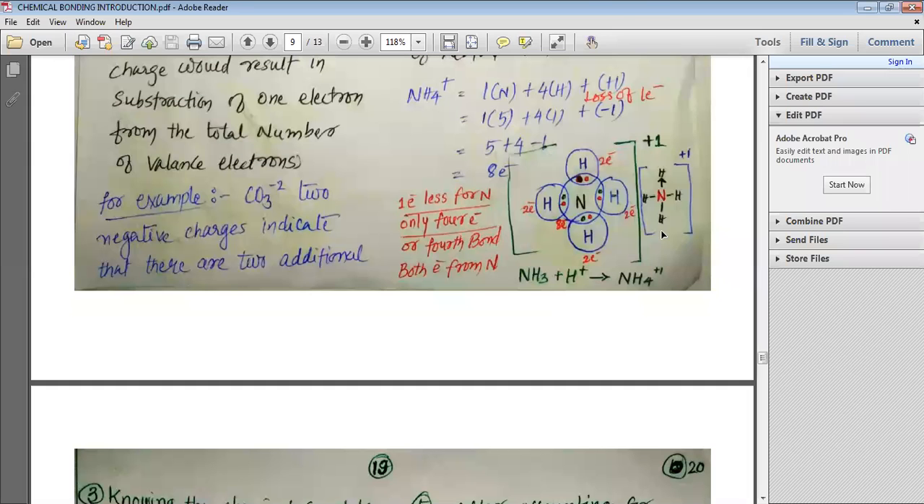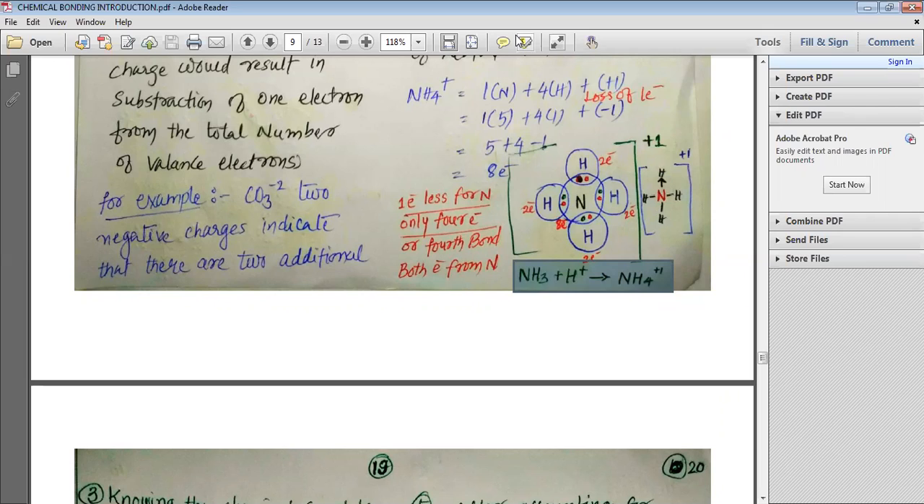My dear students, there is something new I have represented here. You can see here. Instead of representing the bond as a dash, I have put an arrow. Now what is the reason that I have put an arrow? So for that, let us look at this. You can see how NH4 plus is formed.